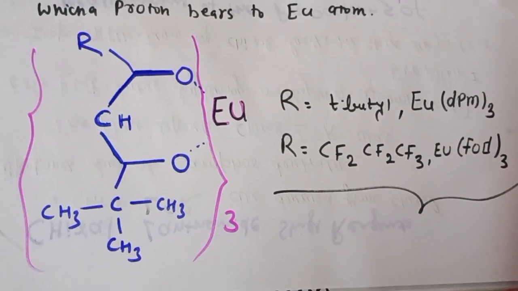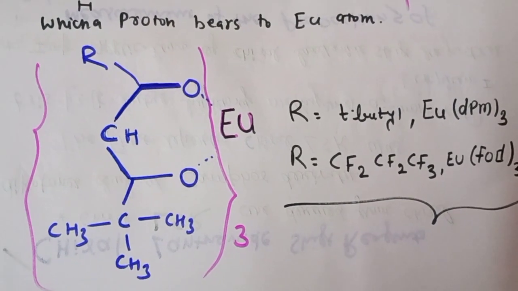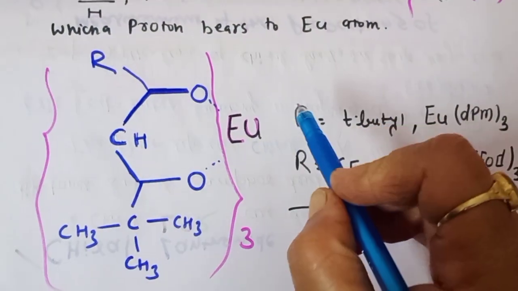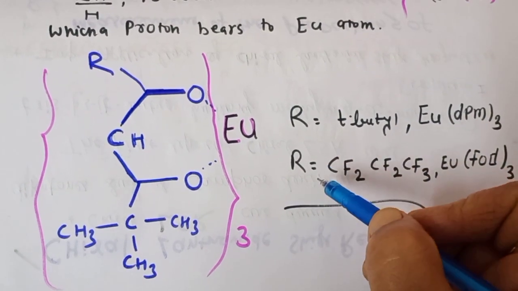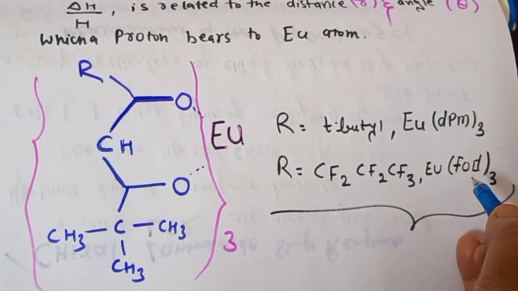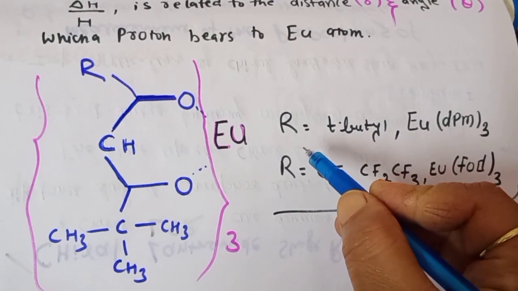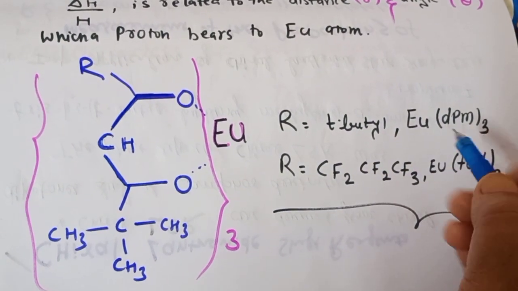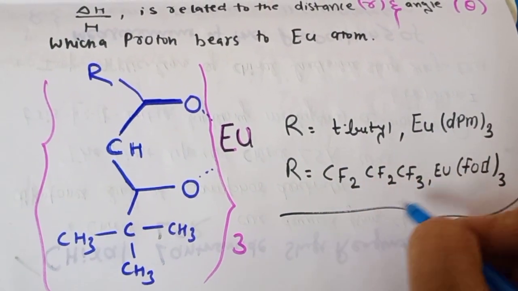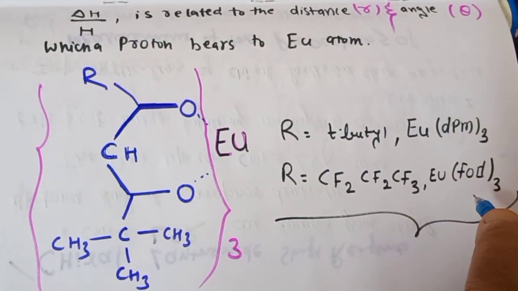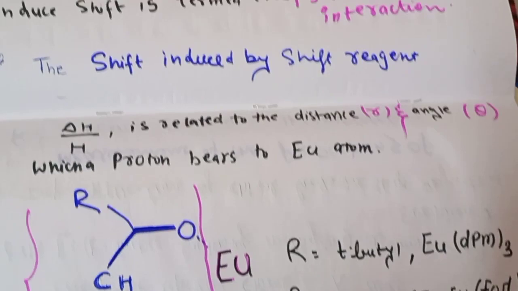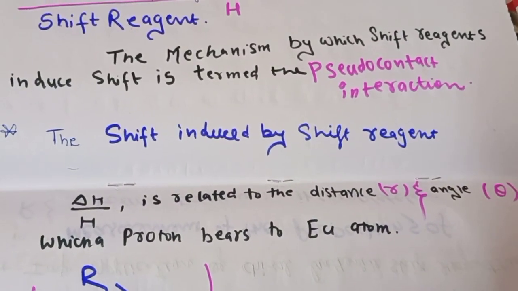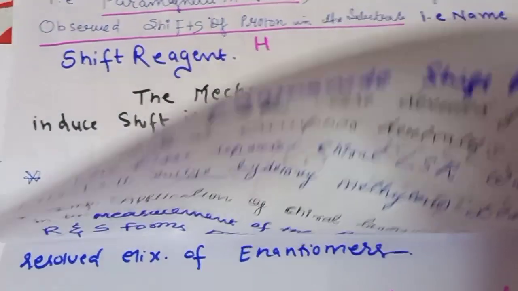Sometimes praseodymium can also come, and if the R group is there, it can be tertiary butyl, or R can be this group also, FOD generally we write here. If it is tertiary butyl, it will form europium DPM whole thrice, and if it is this fluorine group, it will be europium FOD whole thrice. So student, I hope now you understand why it is named shift reagent: they shift the value of the chemical shift, that's why the name is shift reagent.